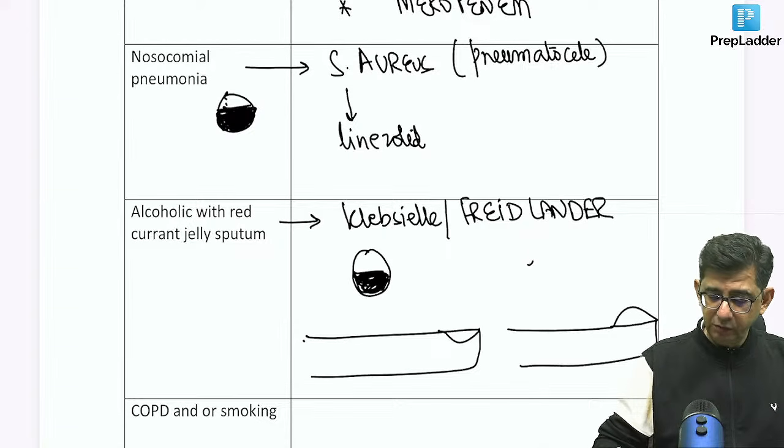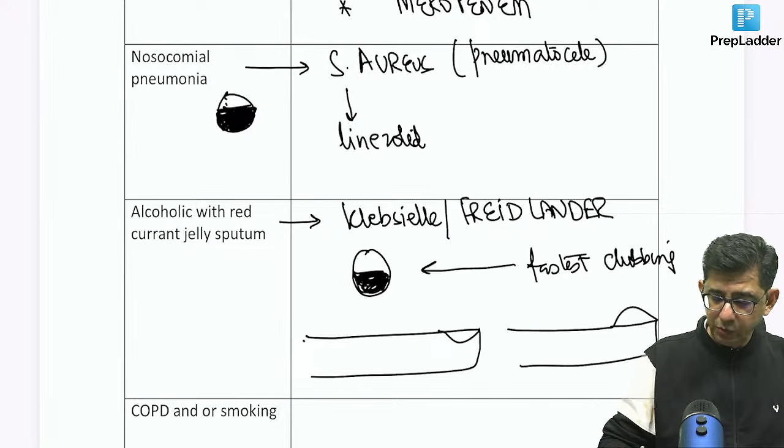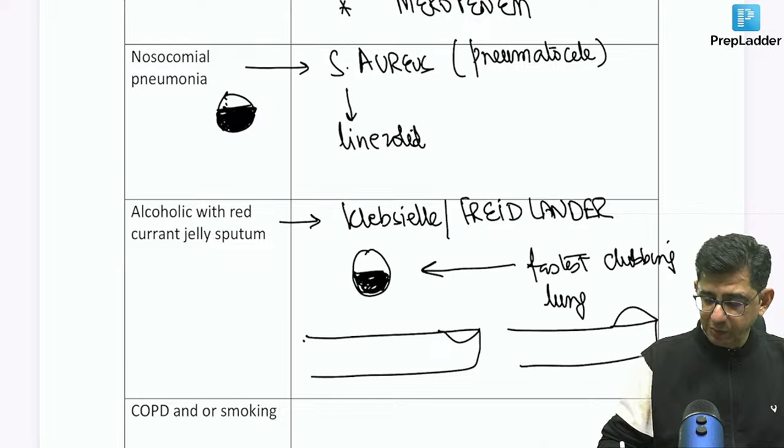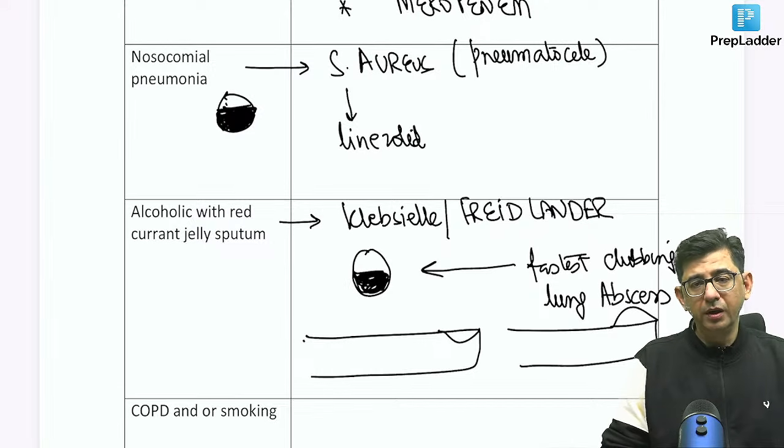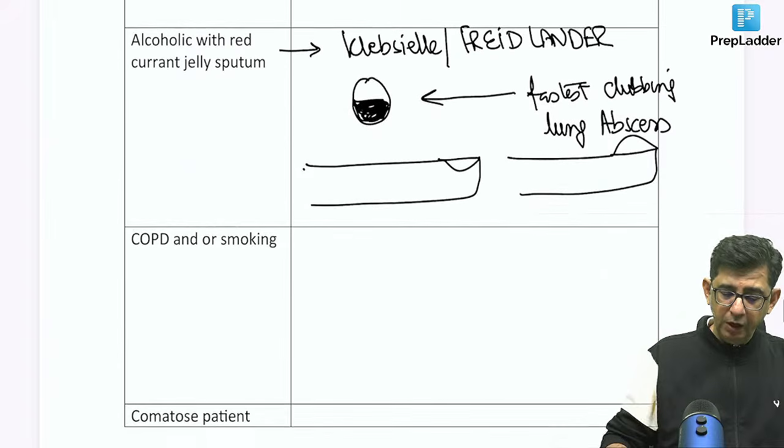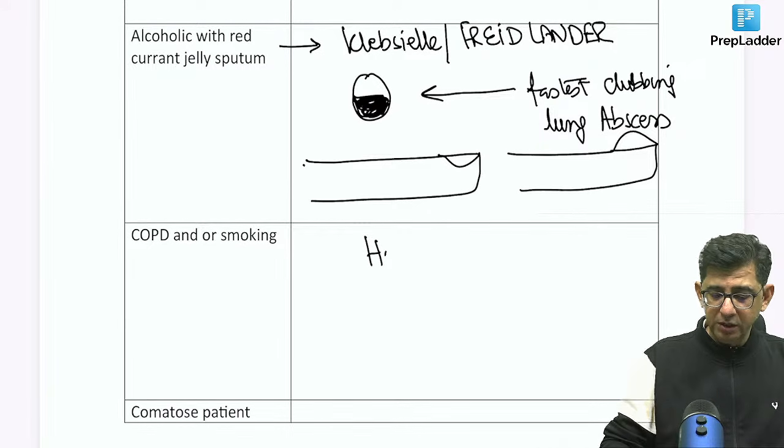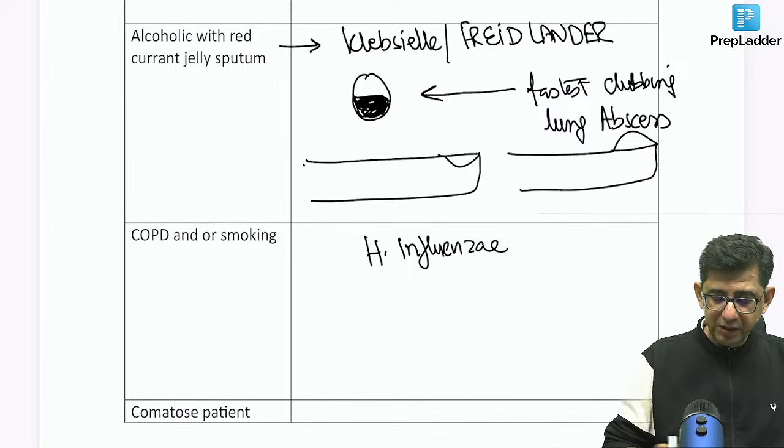But if he says fastest clubbing is seen in, then that would be a case of a lung abscess. And that's again like two suppurative conditions where lung abscess would be developing. For COPD, the leading organism would be Haemophilus influenzae. That's why these patients should have taken a vaccination.